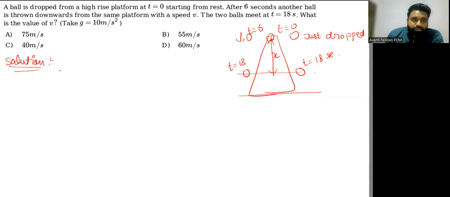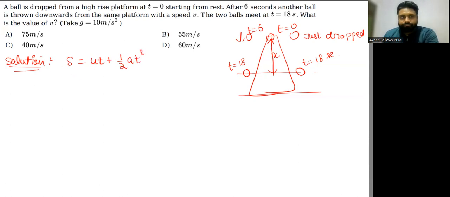Okay. So we are going to use the equation of motion, and we have considered this distance to be x. The equation of motion is s equals ut plus 1 by 2 times at square. We have to calculate the velocity. The time is given to you. The distance is the same. That is why we are using this equation of motion, because most of the variables we know here.